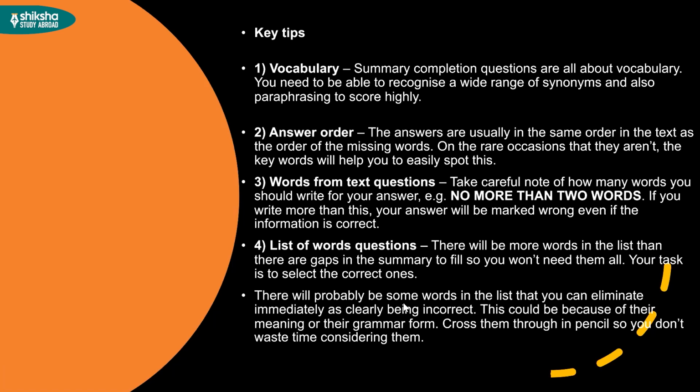Next, there will probably be some words in the list that you can eliminate immediately as clearly being incorrect. This could be because of their meaning or their grammar form. Cross them through in pencil so you don't waste time considering them. So the elimination method, again, is a very important part of your reading and listening exam, as well as the list of words, as they have already told you that the examiners will be giving you more words than you may require. So you have to choose the correct ones. It's just to confuse you.